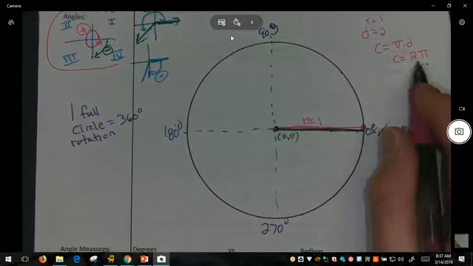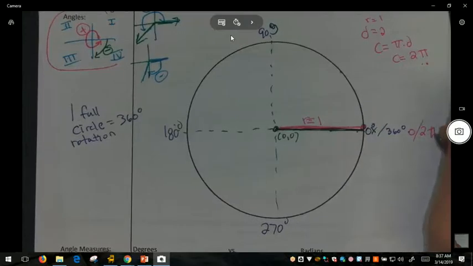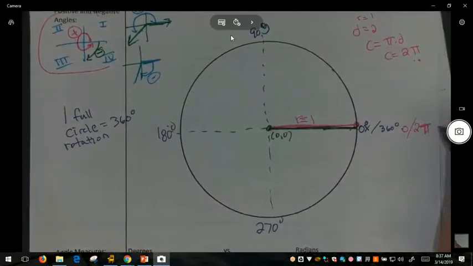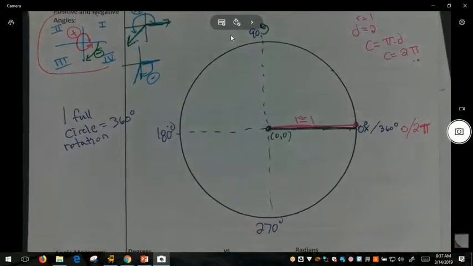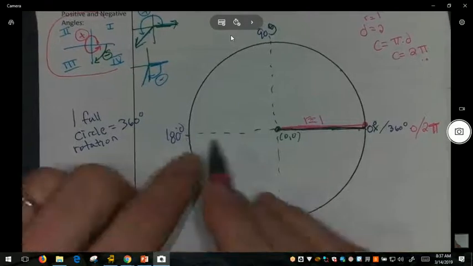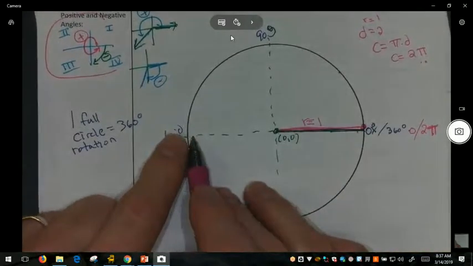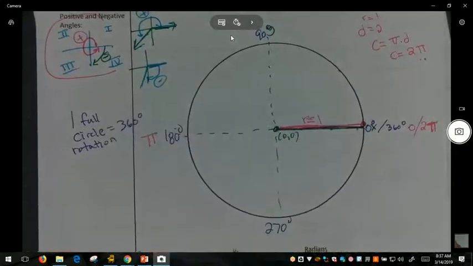If this is 0 radians, comma 2 pi, radians are measured in terms of a percentage of the circumference. That would make this half of 2 pi. I've gone half the circle. I've done half of 2 pi. Well, half of 2 pi is just pi radians.